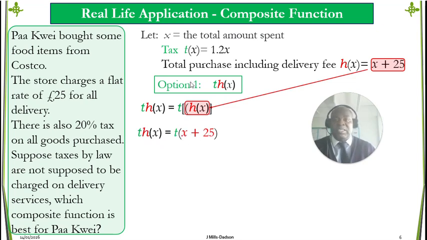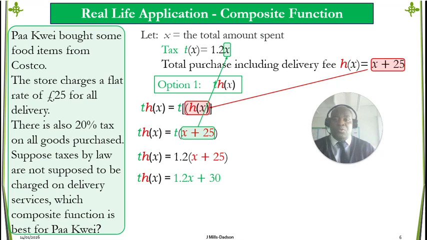So I'm now going to focus on the tax function. This is a tax function. Wherever I see x in the tax function, I'm going to substitute x plus 25. So I'm going to have 1.2 times (x plus 25). And when I expand the bracket, this is what I have, 1.2x plus 30. So if I start with the purchasing function with delivery before tax, this is what I'm going to have, 1.2x plus 30.